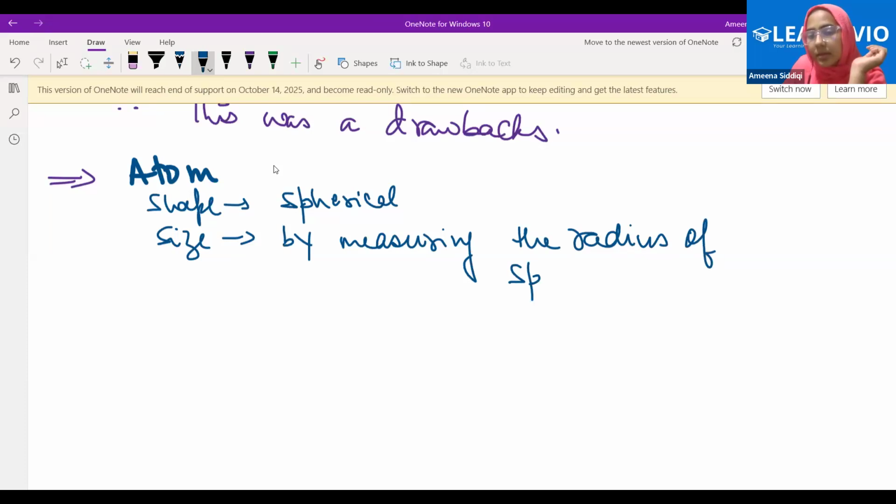Ma'am, by finding its area. No, by measuring the radius. If we are able to measure the radius, definitely we'll be able to know the area. Okay, fine. And basically it's spherical, so we will not be having the area, but rather the volume there. It's a three-dimensional geometry. Spherical is three-dimensional. It's not two-dimensional. Yes, ma'am. Fine. So now, what is the unit in which we measure the radius of the atom? The radius of the atom is measured in nanometers. Good.